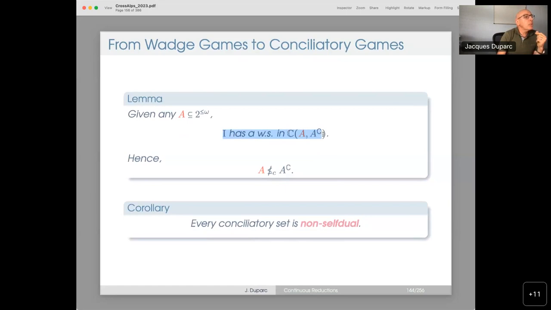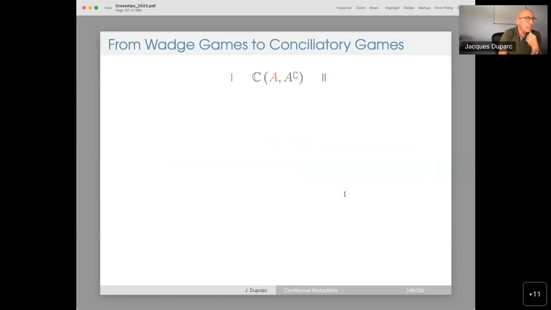So one has a winning strategy in the game between A and the complement of A. I will show it to you. So this means that it's not true that two has a winning strategy in this game, but two having a winning strategy in this game would say that A is self-dual. So what we have is A does not reduce to the complement of A because one has a winning strategy. So every conciliatory set is non-self-dual. There is no self-dual set. That's cool, because we wanted to get rid of the self-dual sets.